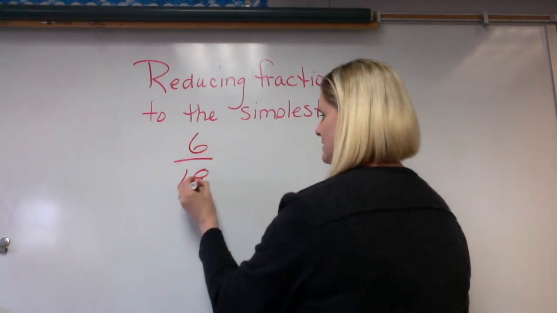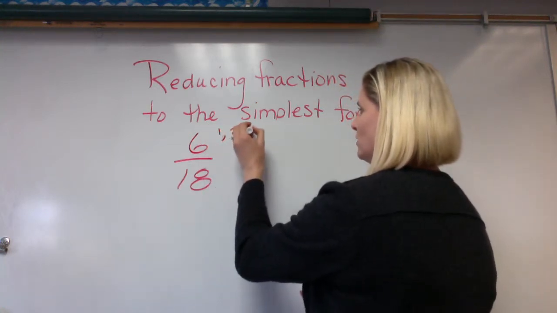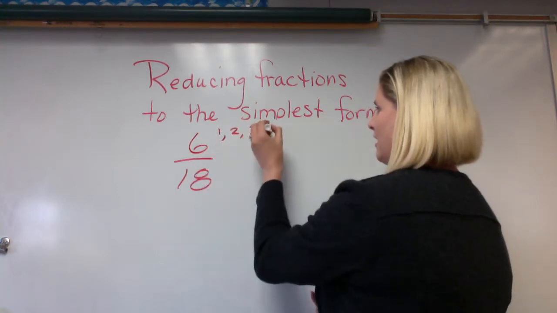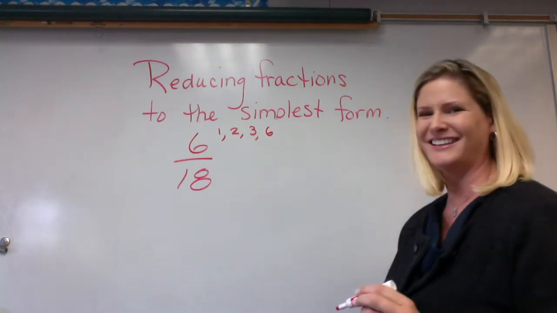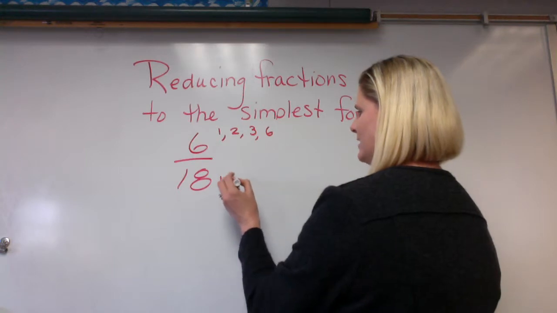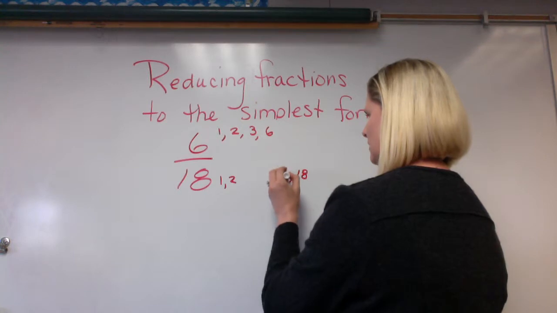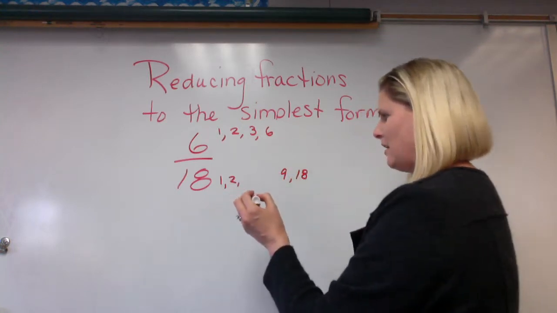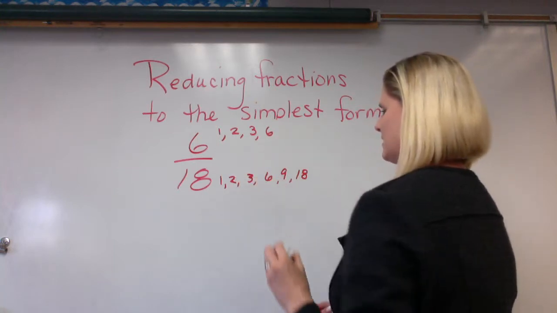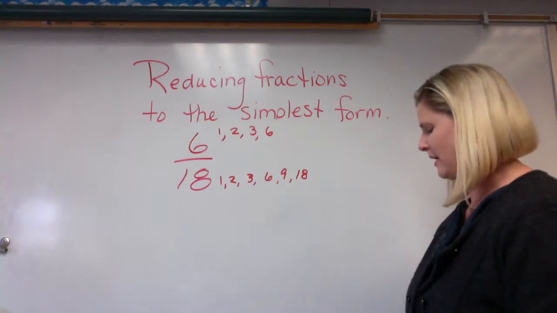So I've got 6/18. Let's find the factors for 6, which we already did. We've got 1, 2, 3, and then we have 6. Absolutely. Let's go to 18. So we've got 1 and 18. We've got 2 and 9. Any others that you can think of? Right, 3 and 6.